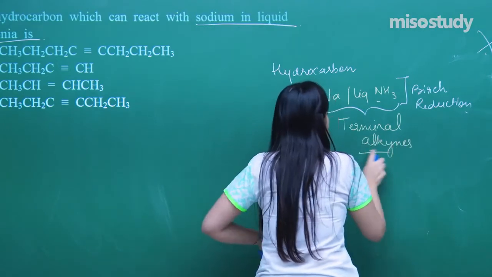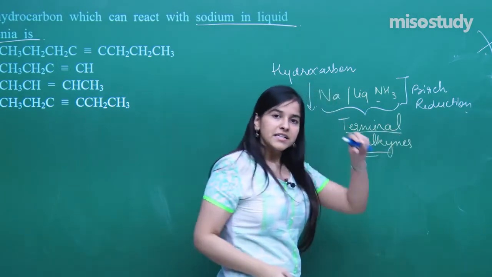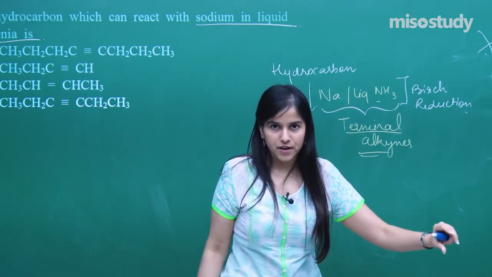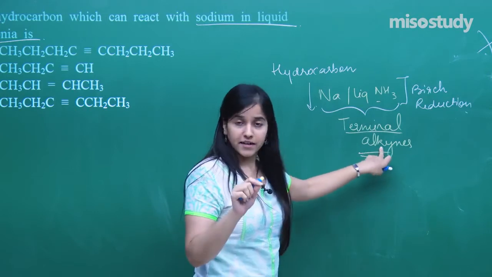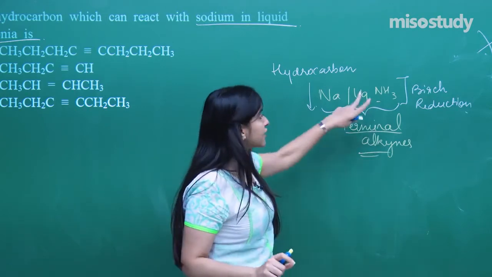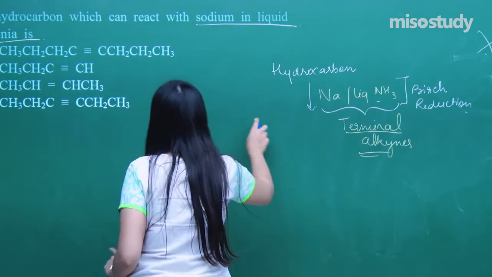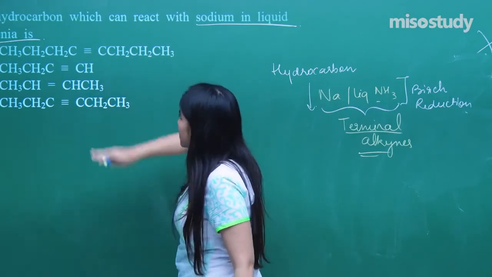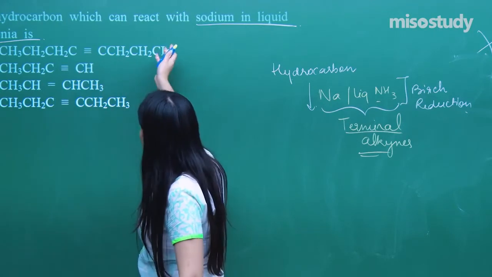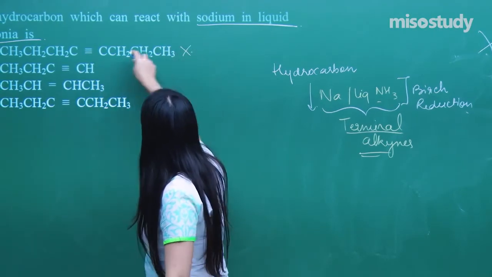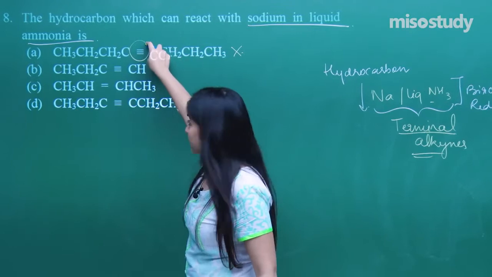So it always reacts with terminal alkynes, that means the triple bond must be on the last carbon, and it must be an alkyne, not an alkene. So that is the condition for this reagent. If you observe here, which is the terminal alkyne present? Terminal means on the last carbon there should be a triple bond. This is not, because here the triple bond is somewhere in the middle.